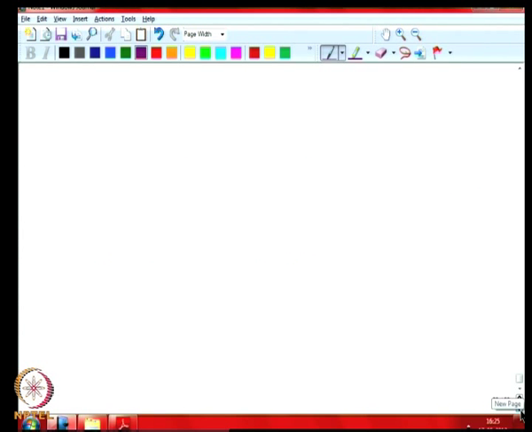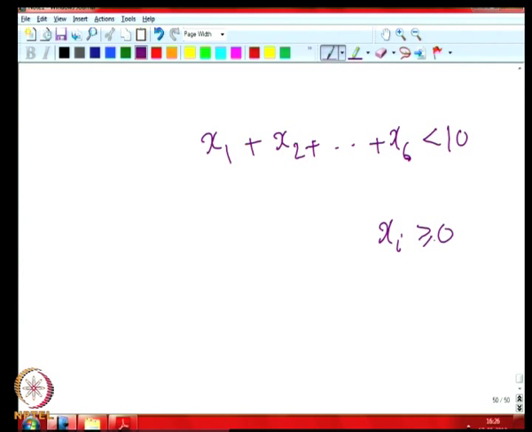So, of course the obvious answer when you say x1 plus x2 plus up to x6 is less than 10 is what is rolled here. Now, that means the sum can only go up to 9, and each xi here has to be greater than or equal to 0 as usual. Non-negative integer solutions is what we want.